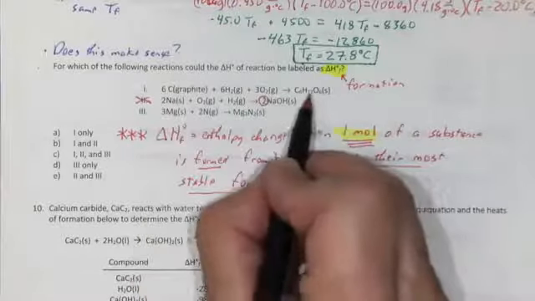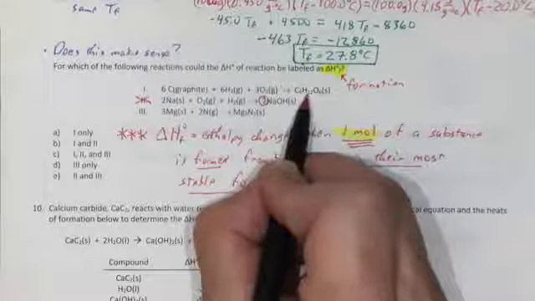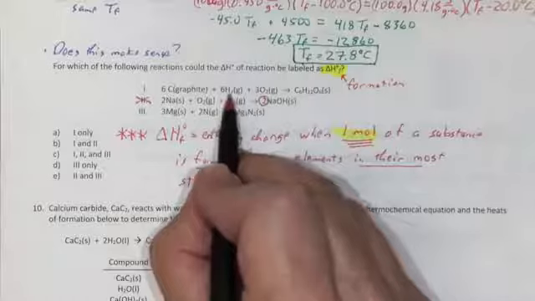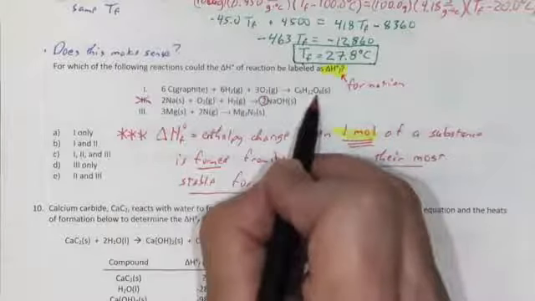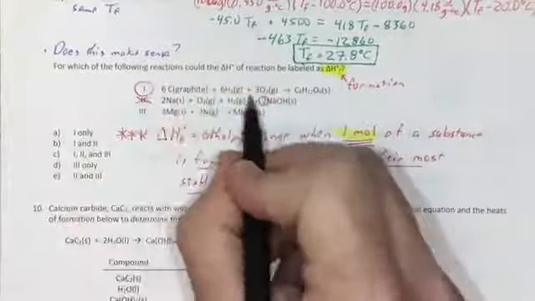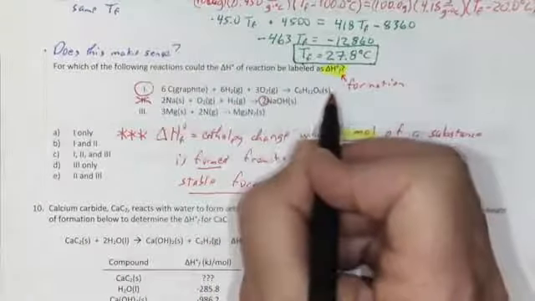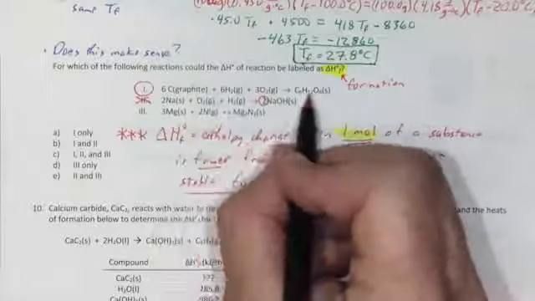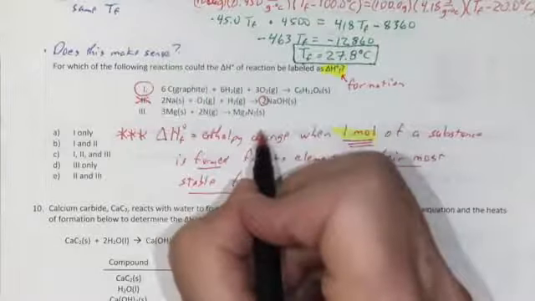What's the most stable form of hydrogen? Well, you have to know that the most stable form of hydrogen at room temperature and pressure is as H2 gas. This is the most stable form, so that's accurate. What's the most stable form of oxygen? O2 gas. So Roman numeral 1, this reaction, if I put the delta H next to it, that's the same as the delta H formation. You're forming 1 mole of a substance from its elements in their most stable form.